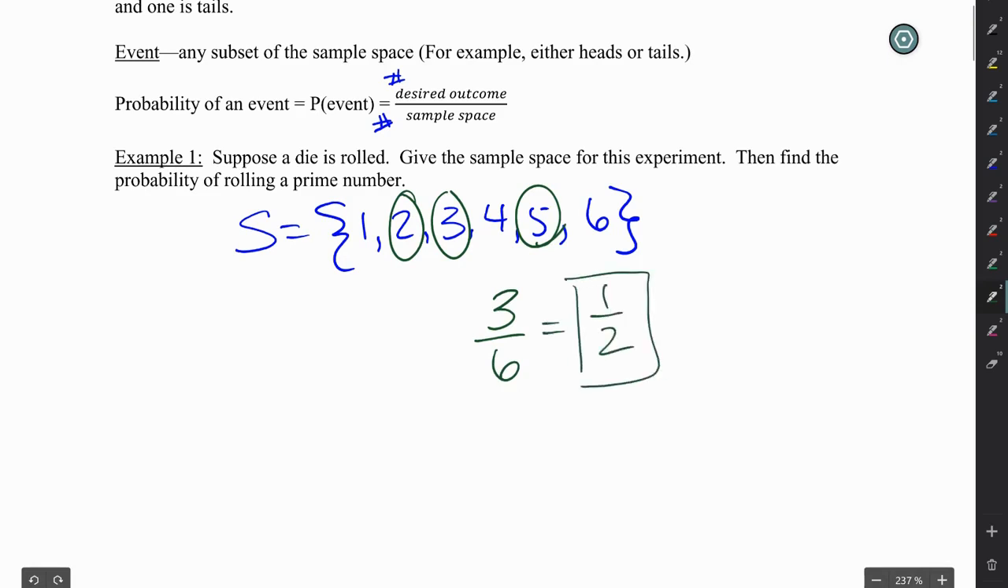I'm going to say something very important right now. Do not turn your probabilities into percents unless otherwise directed. Do not turn them into decimals unless otherwise directed. Just leave them as fractions. 3/6, which is 1/2. Leave it alone. Don't do anything else. Don't do more work.